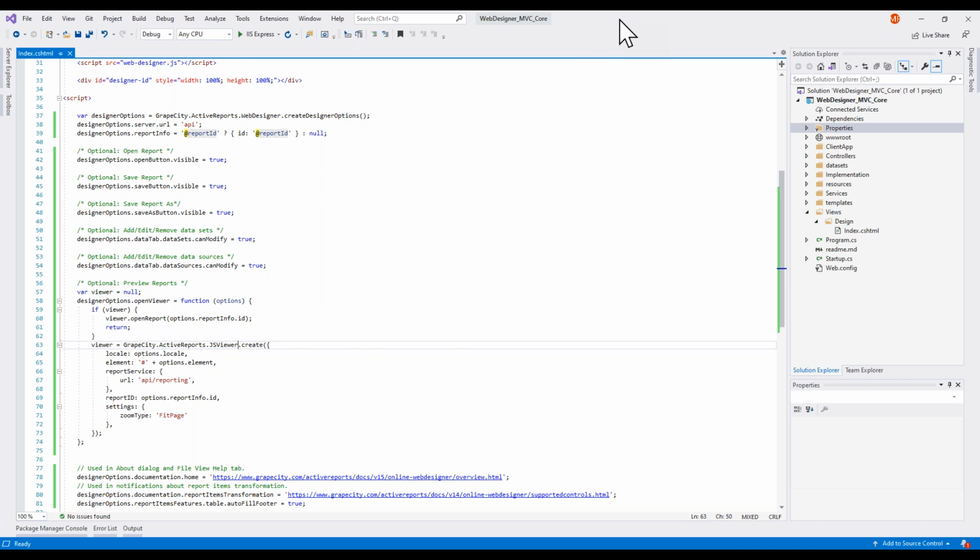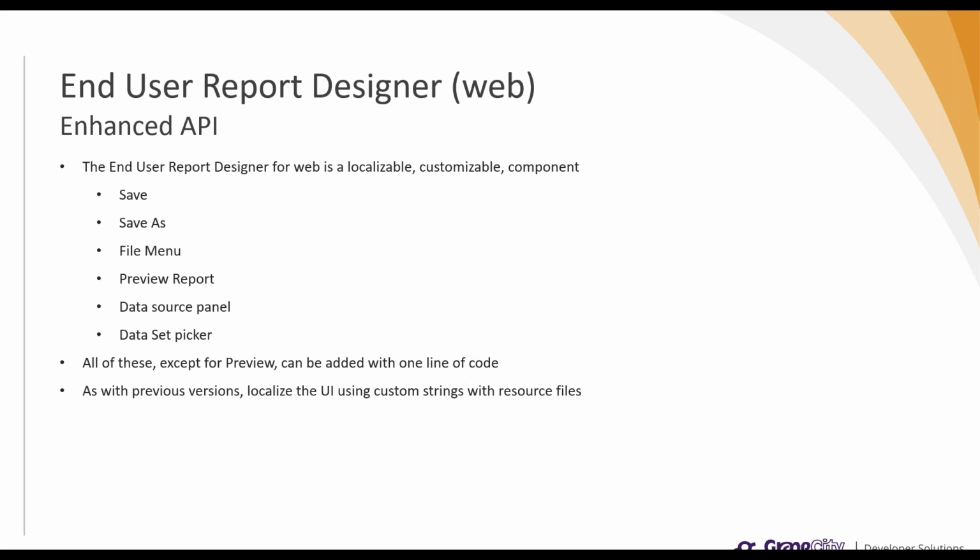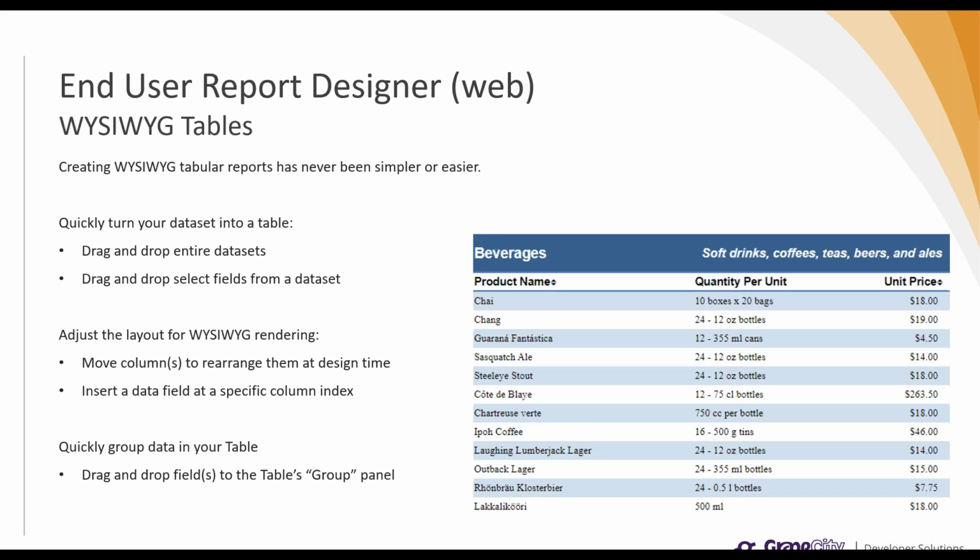So let's go ahead and move along because we're already almost 30 minutes in and we have a lot more to talk about. Okay, so we'll use this application to discuss the next set of features that we will be going over. Now, the next feature that we have is going to be the end user report designer's table creation. So it's so much easier to create a tabular report in ActiveReports 15.